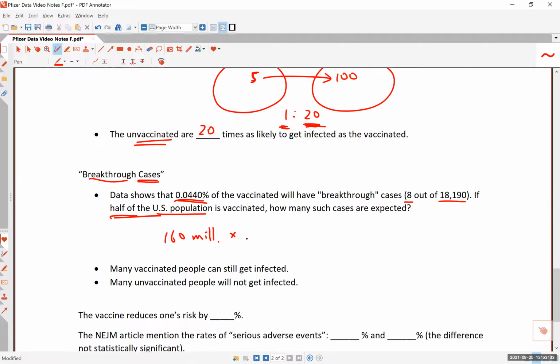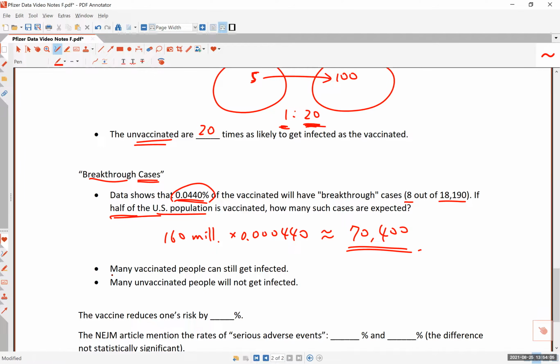You multiply this by that rate. Actually, let's convert this to a decimal, 0.000440. If you multiply these two numbers, you get about 70,400. Is this a large number? Well, it certainly does look like a large number, right? 70,000 people. That's more than the crowd in the full Dodger Stadium.